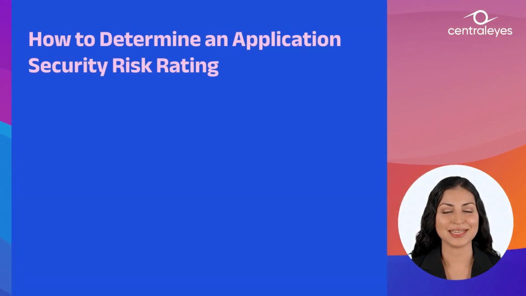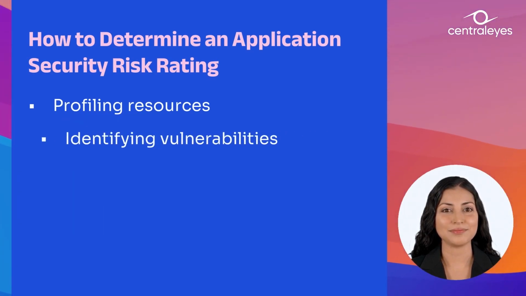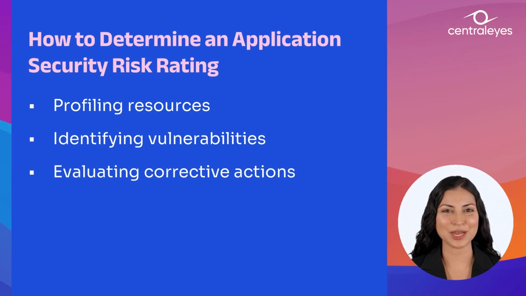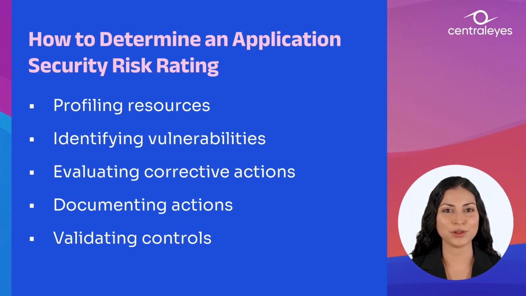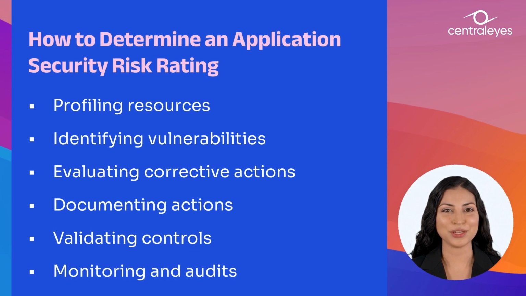An application risk assessment questionnaire might prompt you to undergo a comprehensive process to check for risks, which may include profiling your resources by describing applications that might include risks, assessing risks by identifying vulnerabilities and rating their severity levels, evaluating corrective actions on mitigating that risk, documenting your intended actions, controls, and plans, validating that your controls work for the appropriate type of risk, and monitoring the progress afterward through regular audits.